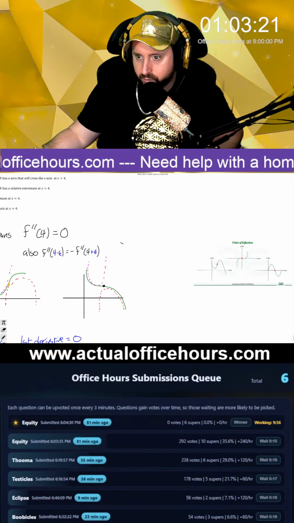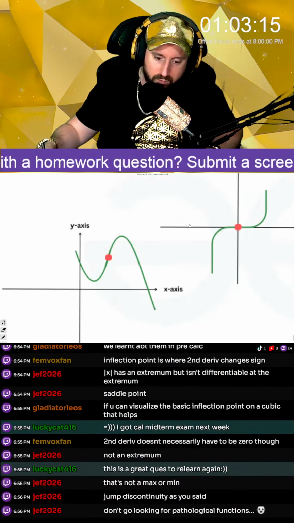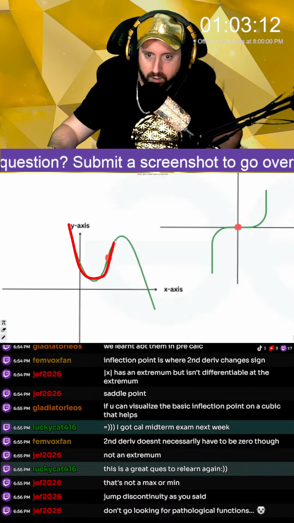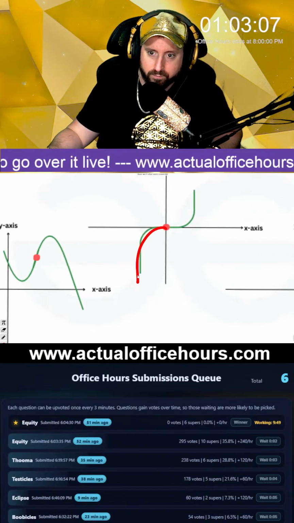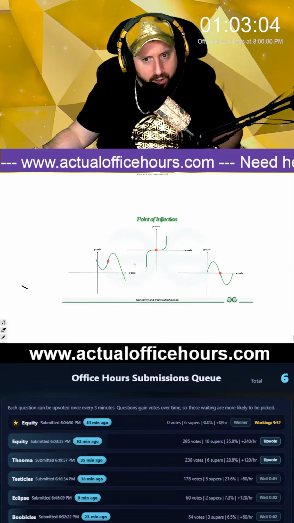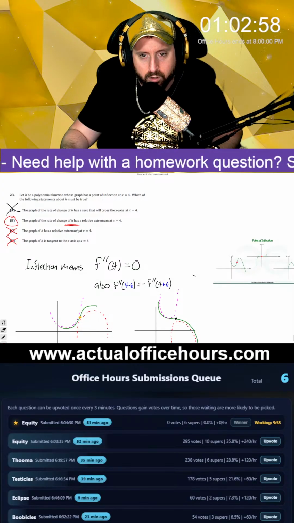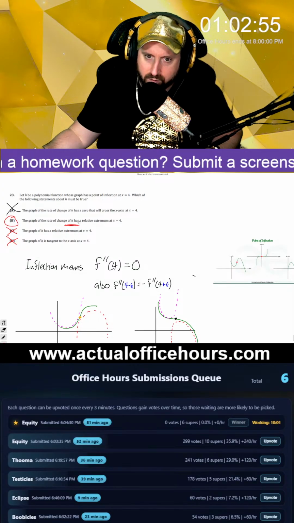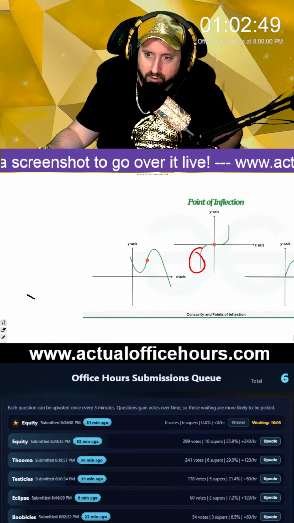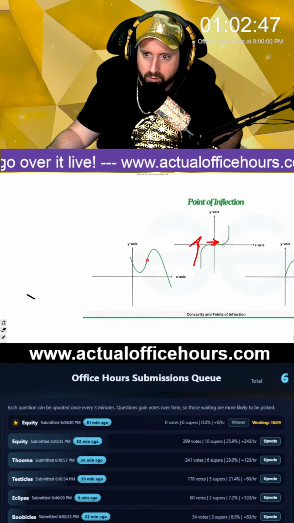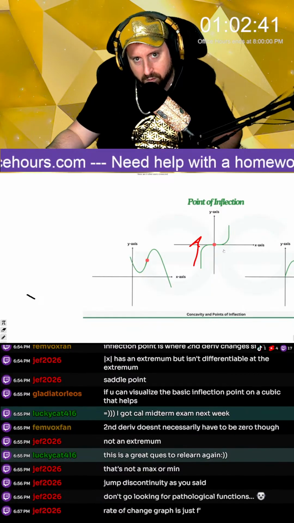Okay, let's just look at some examples. This makes sense to me, because you go from concave up to concave down. That's a switch. Same thing here, concave down to concave up. But I don't think that fits into what we say, that the graph of the rate of change has an extremum. Oh, I guess so, because the rate of change is going from positive to 0 to positive. Oh, I guess it's a saddle point.